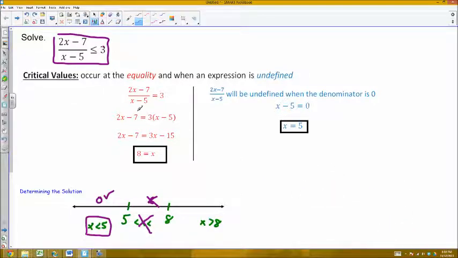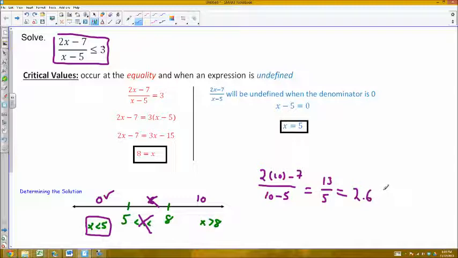So a convenient value, which is bigger than 8, would be 10. So I'm going to test 10 in this interval, since that's a number bigger than 8. And I'll get 2 times 10 minus 7 over 10 minus 5, plugging it into that expression. 2 times 10 is 20, minus 7 would be 13. 10 minus 5 is 5, which is equal to, when you divide 13 by 5, you'll get 2.6. And since that is less than or equal to 3, that checks. Therefore, this interval will also be included in my solution.